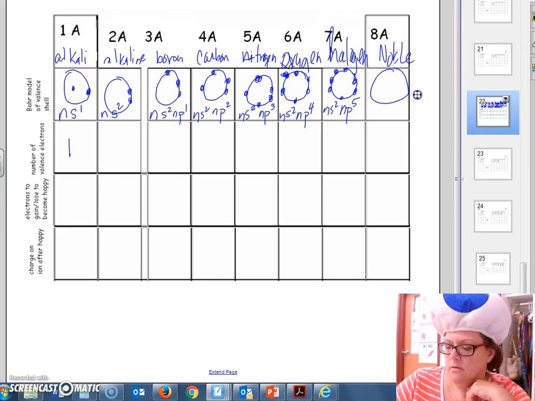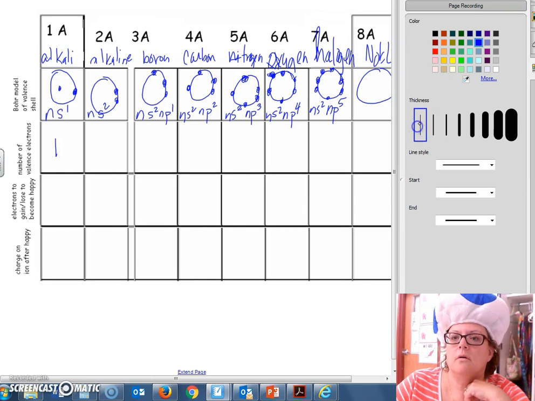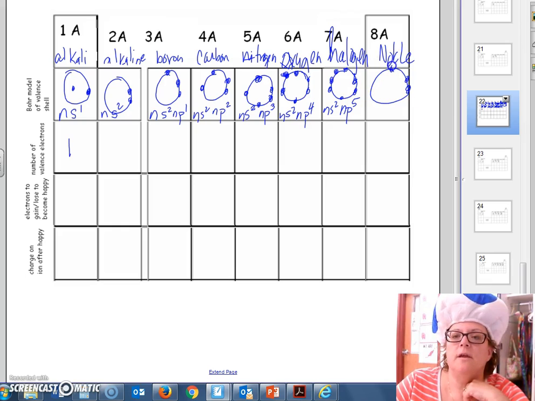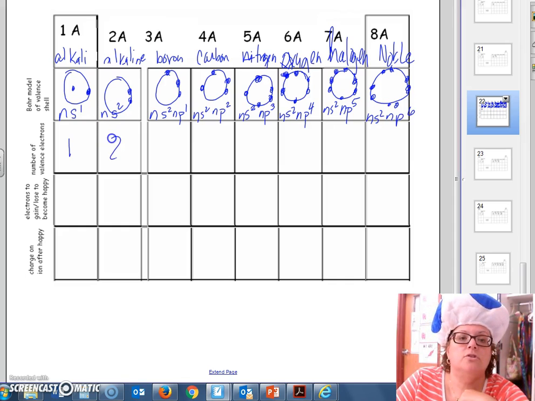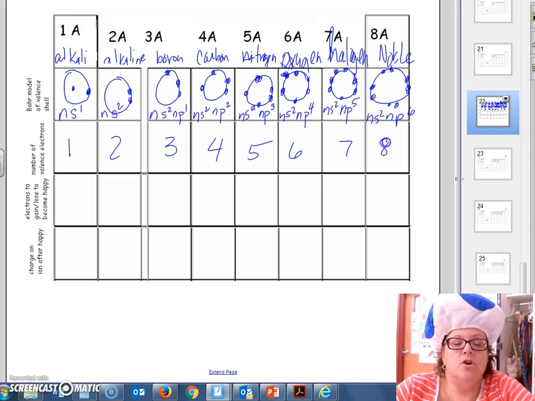Noble gases have 8 outer shell electrons, except for helium. Helium only has 2, but it's a full shell, so that's important. ns2, np6. 2 outer shell electrons, 3, 4, 5, 6, 7, 8. Now, the noble gases are called noble gases because they don't interact with anybody.